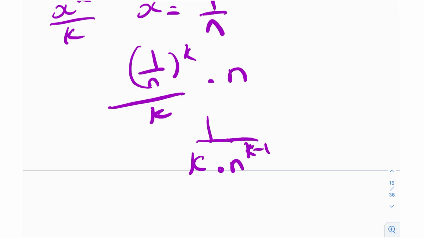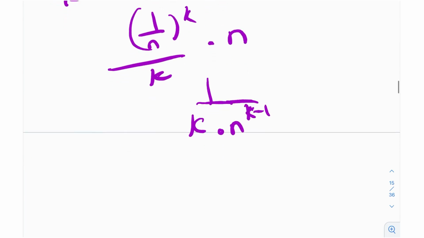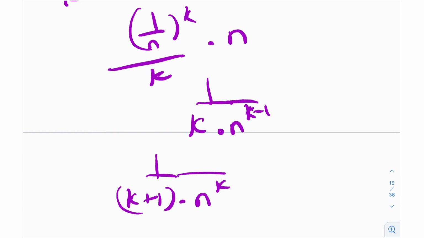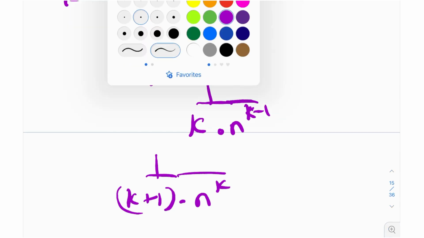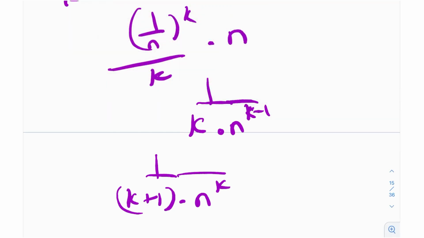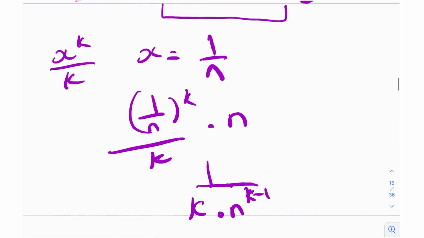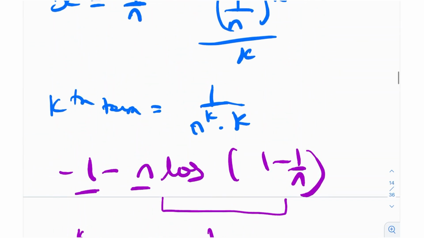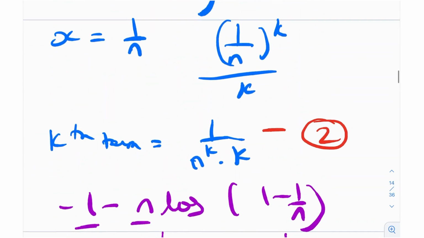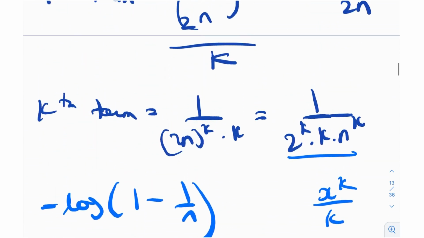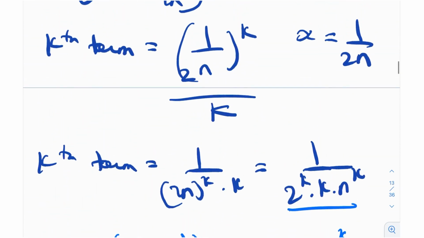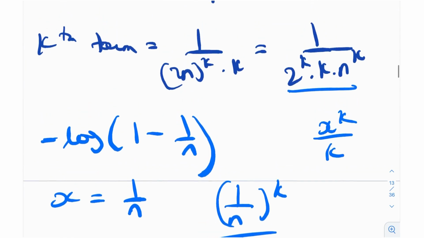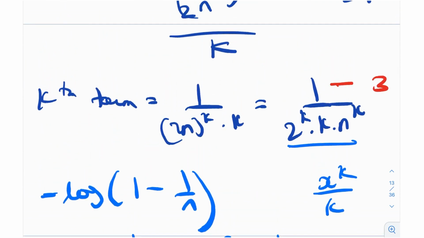And I don't really like this k minus 1, so I can just change the base. I can just put this as k plus 1 times n raised to the power k. Essentially, when you have n raised to the power k, you will be multiplied with k plus 1 in the denominator. So what do we have? Maybe we just label this as number 1. Let's label what we had over here as number 2. And the third thing that we had figured out, this one, number 3.